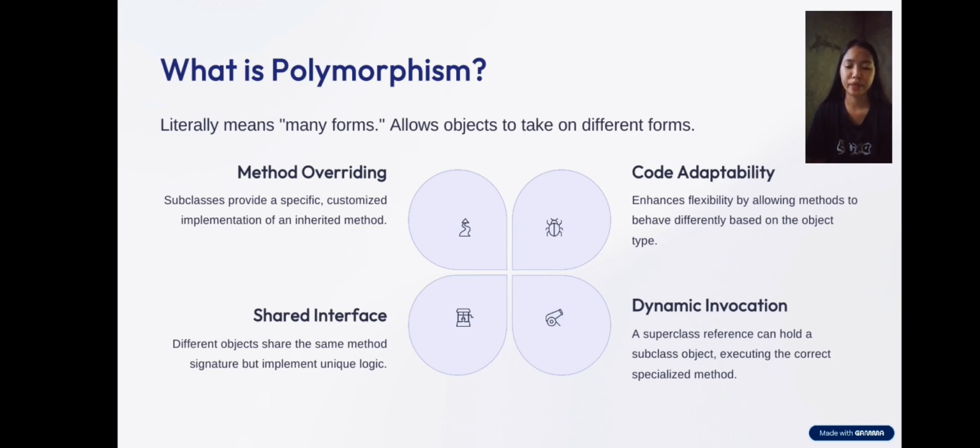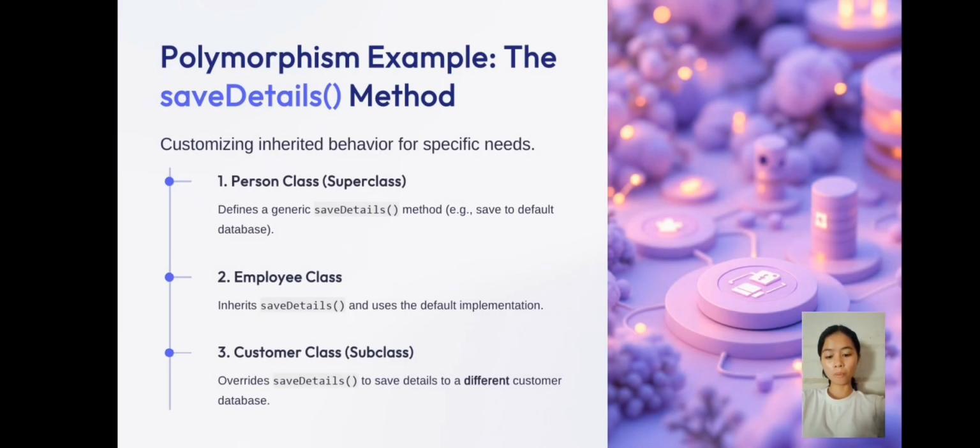The third is code adaptability. It makes a program flexible because methods can act differently depending on the object type. Last is dynamic invocation. The program decides at runtime which version of a method to execute depending on the object and the actual class. In this slide, we have an example of polymorphism using the SaveDetails method.